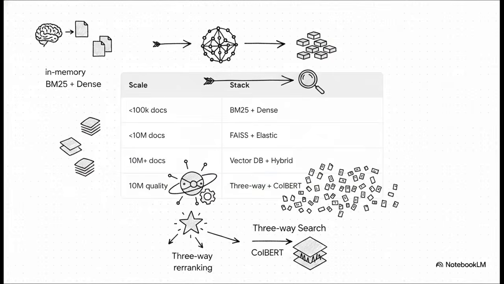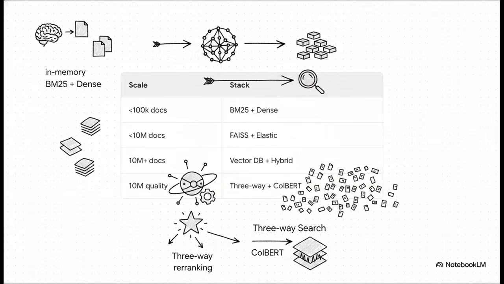Now, this is where it gets really interesting. Your infrastructure choice scales dramatically based entirely on your document count. If you have under 100K documents, you don't even need a separate database. Just run in-memory BM25 and your embedding model. Boom, done. As you scale up to 10 million documents, you'll need parallel systems like FAISS or pgvector alongside Elasticsearch. At 10 million plus, you're looking at specialized vector databases like Qdrant or Milvus with built-in hybrid support.